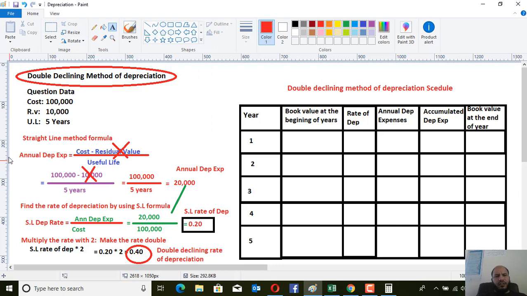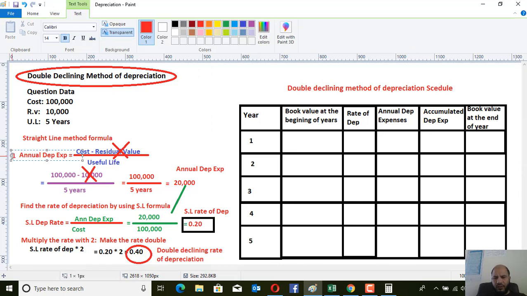We have done this formula in 3 steps. This was step 1, and step 1 was this one: annual depreciation expenses, the straight line formula. We have used the straight line formula. This was step 1, this was step 2, and this was step 3. We have done this in 3 steps.